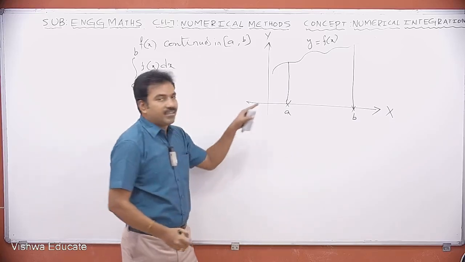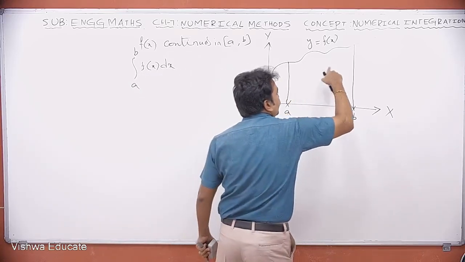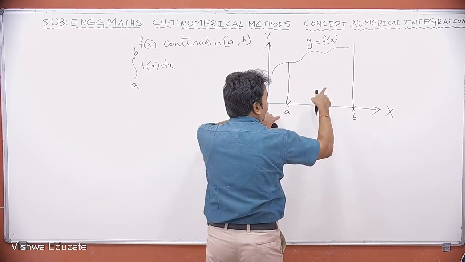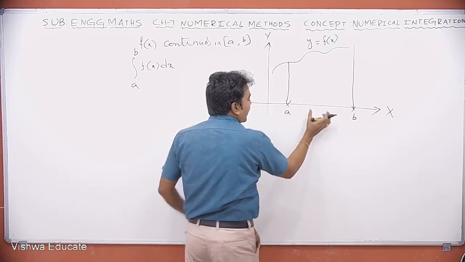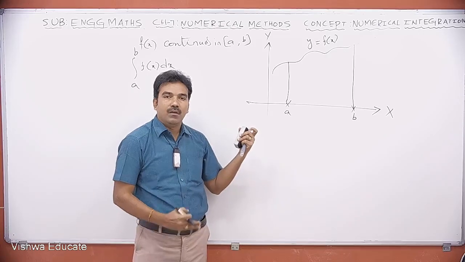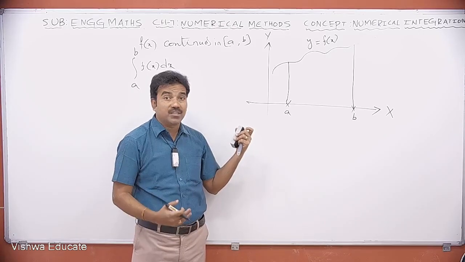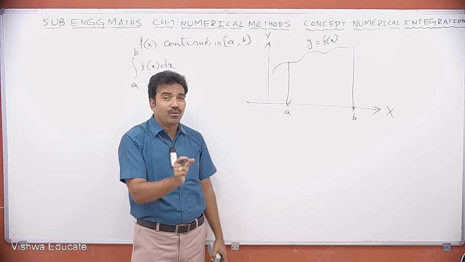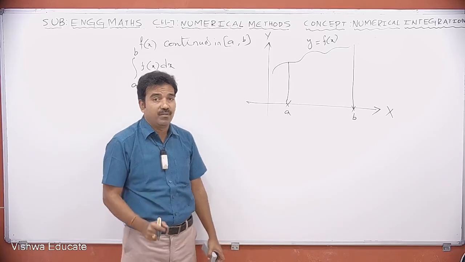Now how to get this? This shaded region I need to find out. So in order to get this shaded region, I will divide this closed interval a comma b into finitely many partitions or rectangles, or we can call them squares also. But the length of each partition must be uniform, right?